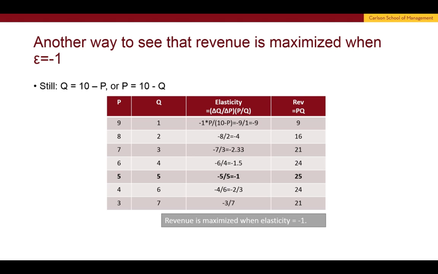We can keep going. What we see is there's something special about a price of 5 and a quantity of 5. Well, first thing that's special is that the revenue is as high as it's going to get. It's 25. And the second thing is that the elasticity of demand is actually exactly equal to -1 at that point. So this is just another way to see that revenue is maximized when the elasticity of demand is -1. And to put a fine point on it, what that means is revenue is maximized when we've chosen the price-quantity combination such that the elasticity of demand is equal to -1.